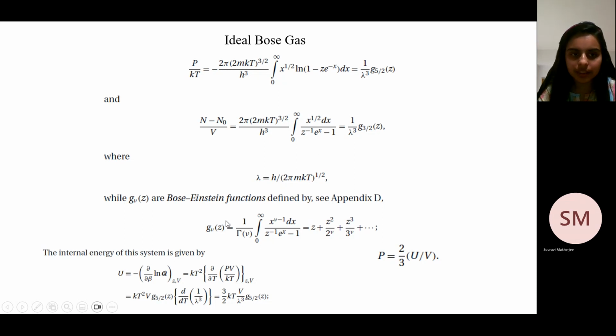And you can also use the same expressions to find the internal energy by using the relation of how it relates to the partition function, okay? And that gives you this expression for the internal energy. What is important is that if you look at this term, N minus N naught is the number of particles in the excited state. If N naught is the number of particles in the ground state, N is the total number of particles. So N minus N naught is the number of particles in the excited state, okay? And this expression sets a limit to the number of particles that can be present in the excited state.